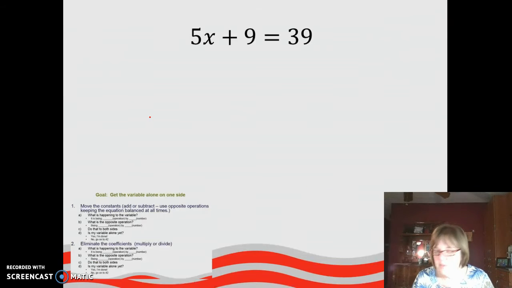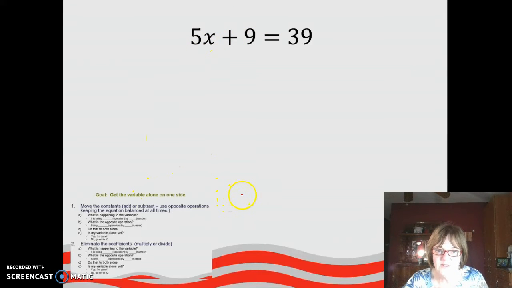So here's an example of a problem. My first thing I want to do is, if the variable is being added to or subtracted from, then I want to do that first, okay? We're kind of undoing the equation. It's kind of like a puzzle. So my goal here, as always, is to get the variable alone.